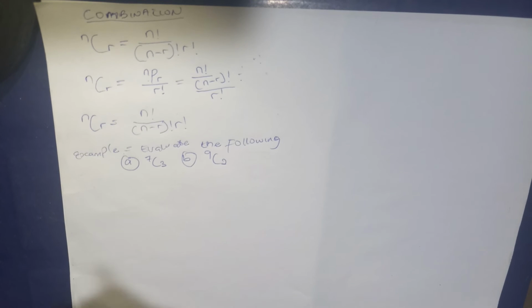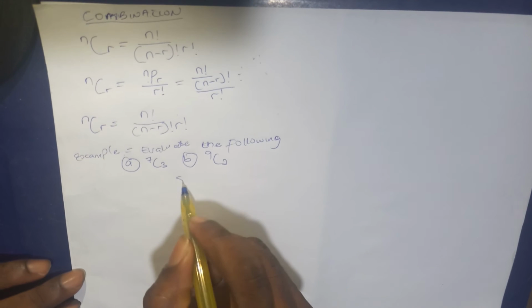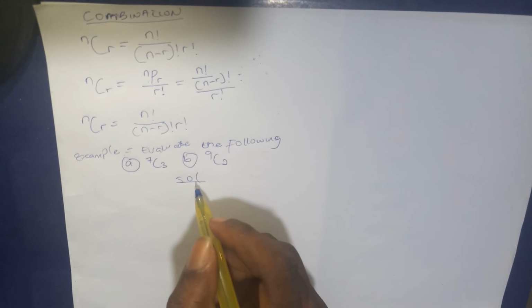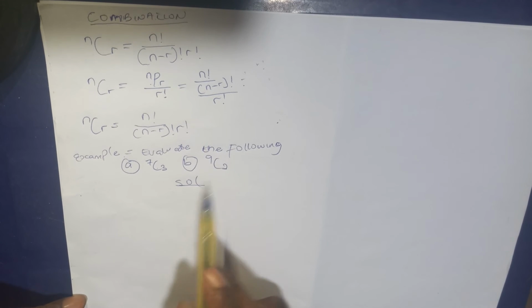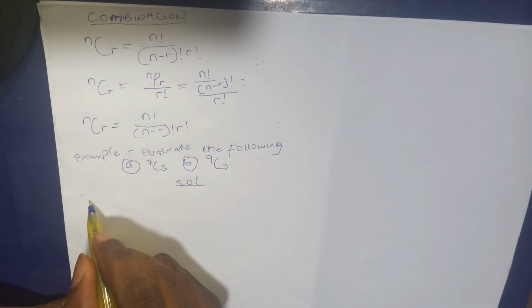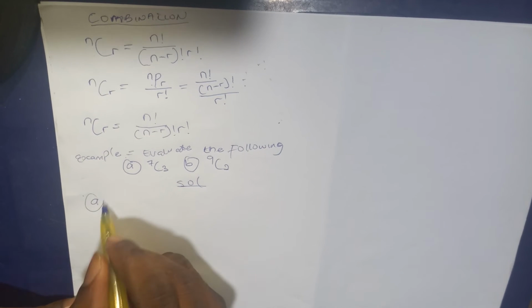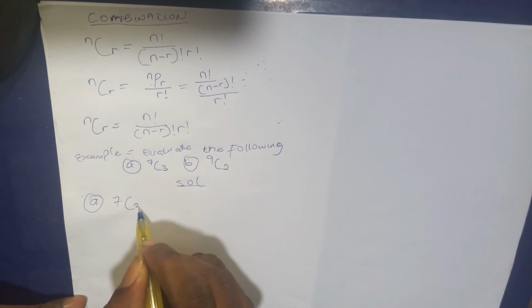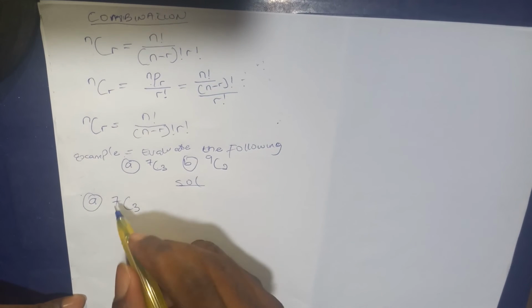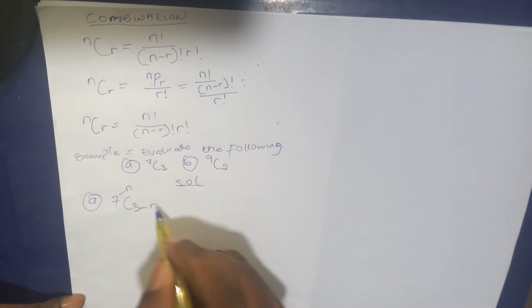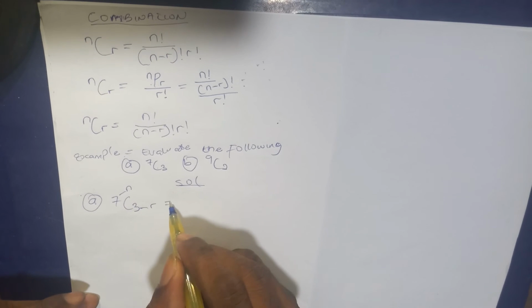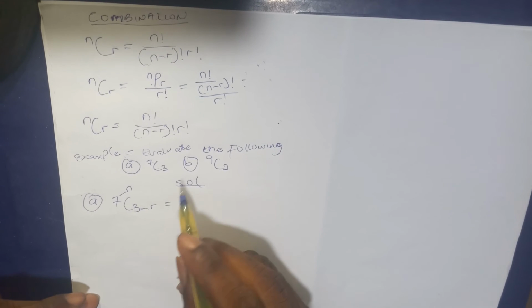So let's take this example. Solution: A, 7 combination 3, and B, 9 combination 2. This will be what now? A, 7 combination 3, and as usual this will be our n and this will be our r. The 7 is our n and the 3 is our r.